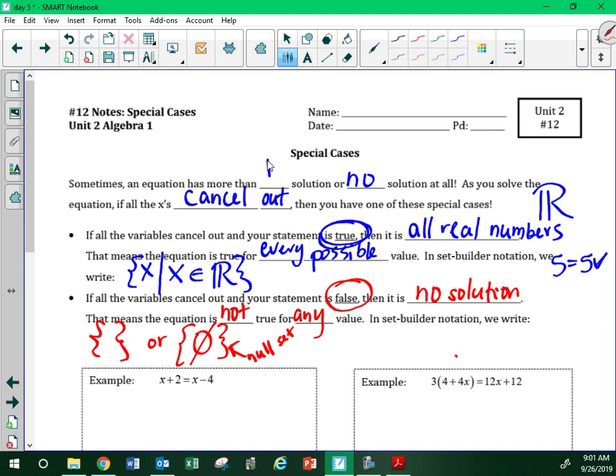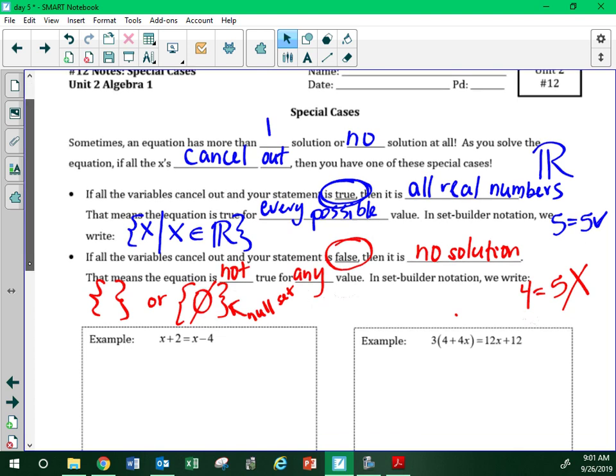Okay, so if it's true, all real numbers. If it's false, no solution. So an example would be if it said 4 equals 5. Does 4 equal 5? No, it never equals 5. So we have no solution there. So let's go ahead and take a look at a couple examples of this.